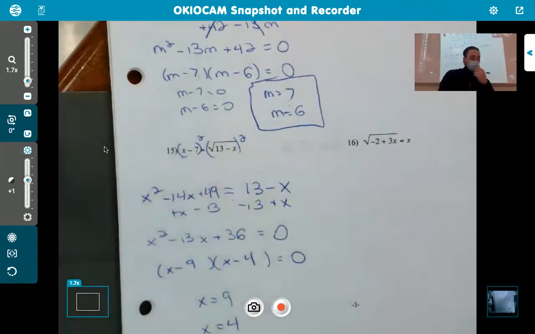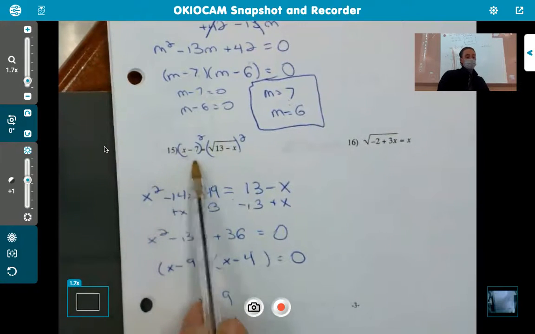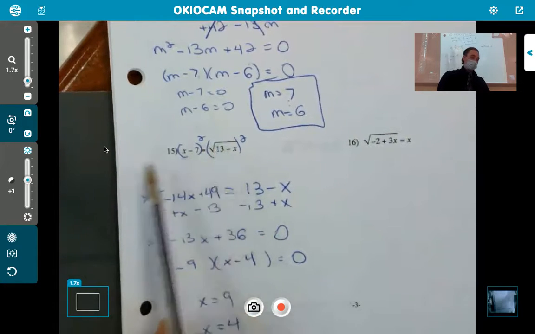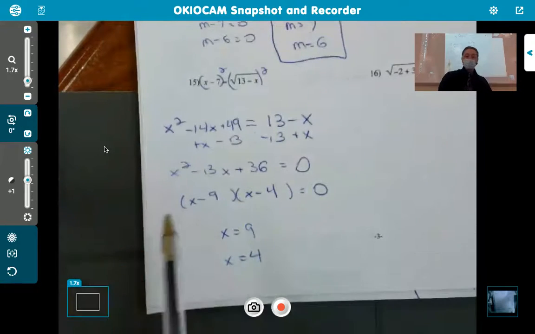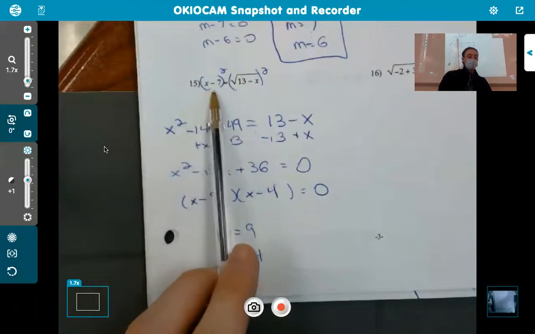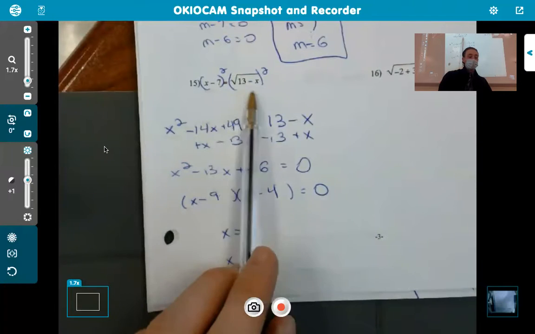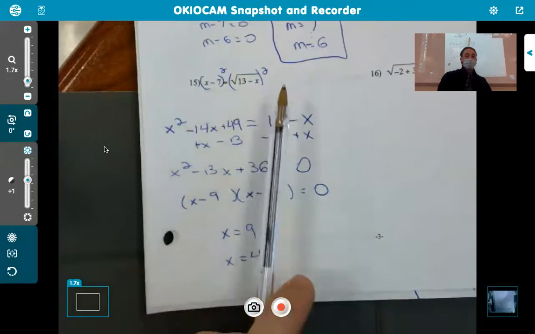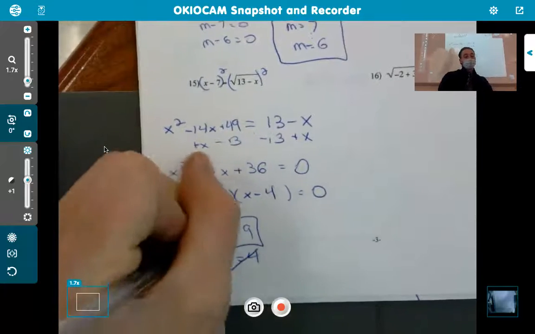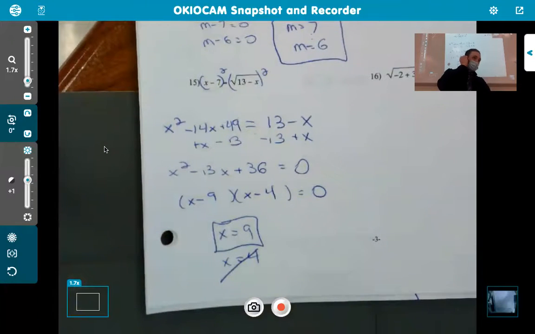Let's just check though, just to make sure. So if I plug in 9, 9 minus 7 is 2. 13 minus 9 is 4. Square root of 4 is 2, so I get 2 equals 2. So I know 9 is a solution. If I plug in 4 though, 4 minus 7 is negative 3. 13 minus 4 is 9. Square root of 9 is positive 3. So 4 is not a solution, but 9 is a solution. Make sure that you go through and check your answers, especially when you are factoring to solve.